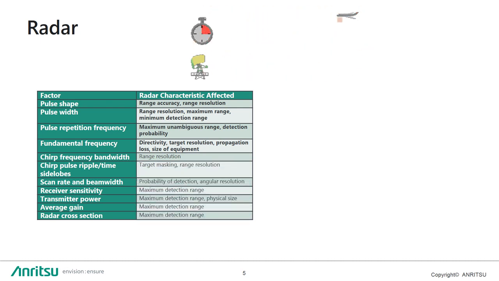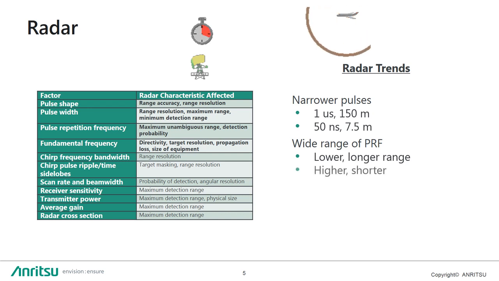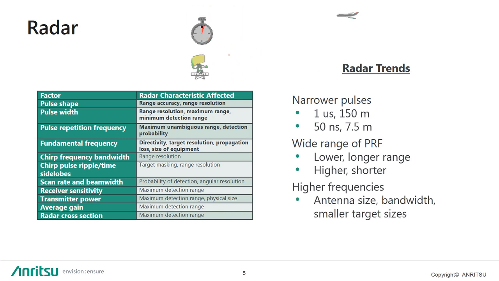So what are the trends? The trends we're seeing in this area is there's a move to narrower pulses for better resolution. So 1 microsecond pulse width gives you 150 meters resolution, while 50 nanoseconds gives you 7.5 meters. There is a need for systems to cover a wider range of PRFs to adapt to different uses. So lower PRFs give you a longer range, while higher PRFs give you faster response time. Also, higher frequencies allow for a smaller antenna size and give more available bandwidth and allow identification of smaller targets. So when selecting a VNA with pulse capability, the key measurement parameters often include minimum pulse width resolution, recording length, range of PRFs and frequency range.